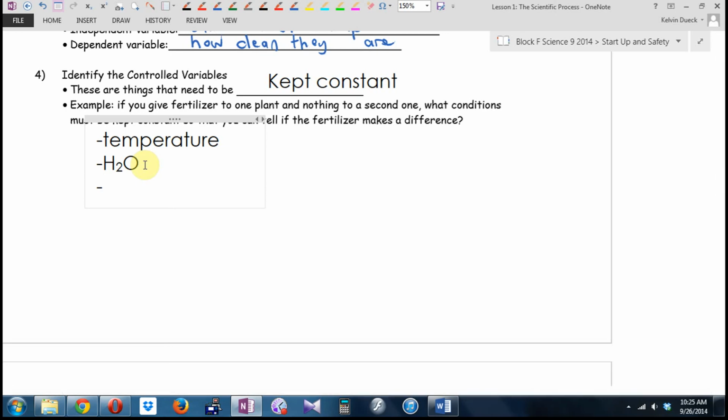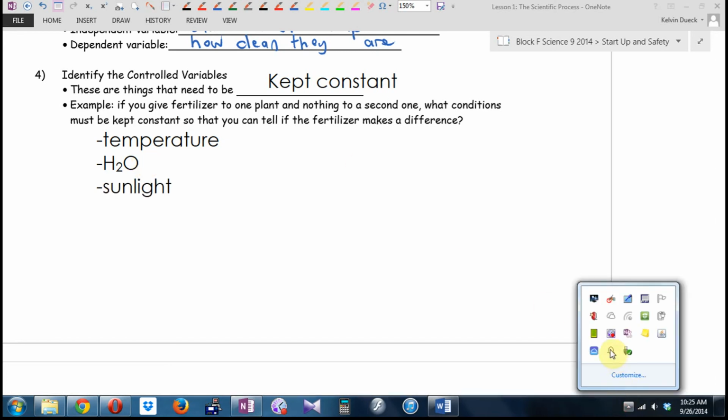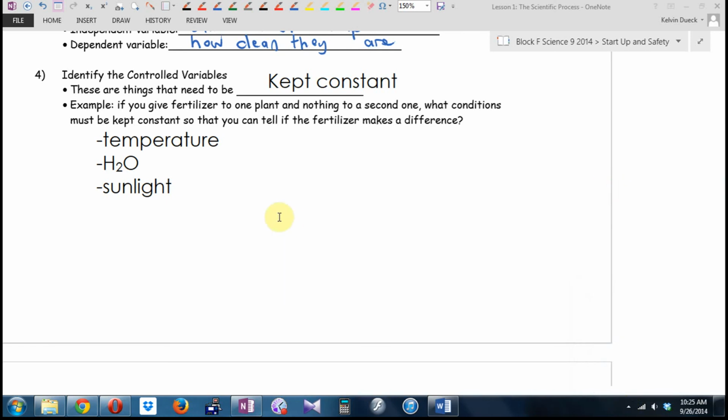Sunlight, which would be, well, I was going to say, which would be tough. You know what? The easy way to do it would be to have both plants side by side next to each other, and that would probably, hopefully, take care of itself, but absolutely, sunlight exposure. What else?